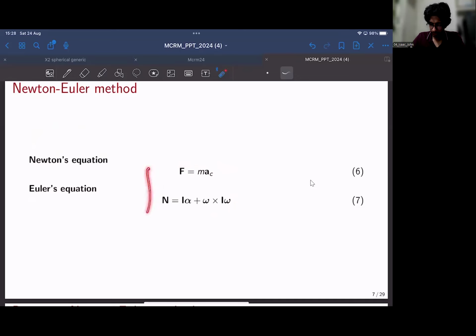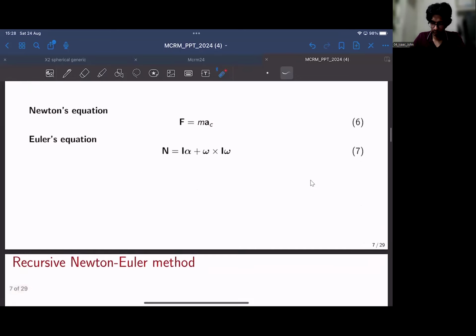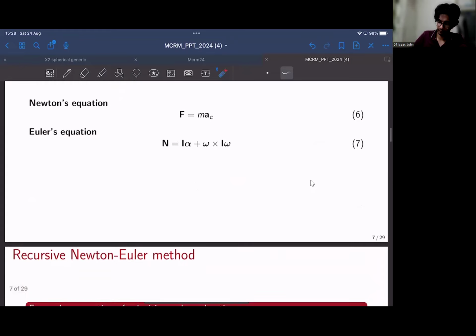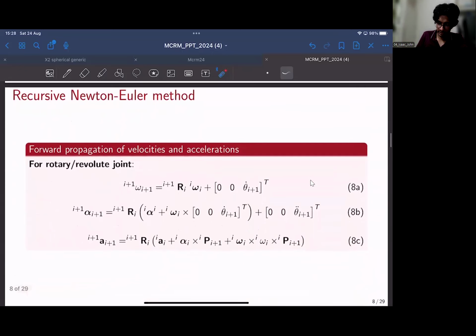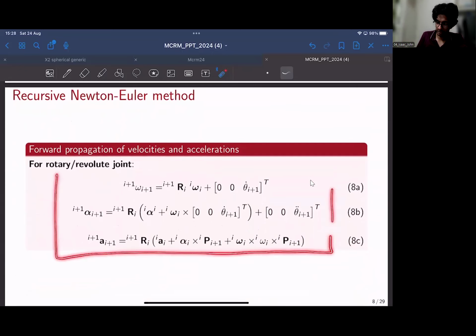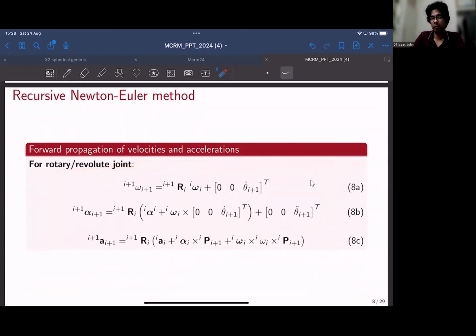So keeping this in mind, we can basically propagate the velocities from the base to the end effector, and we can also propagate the payloads from the end effector all the way to the base. So these are the few fundamental equations that we require for a recursive Newton-Euler method.